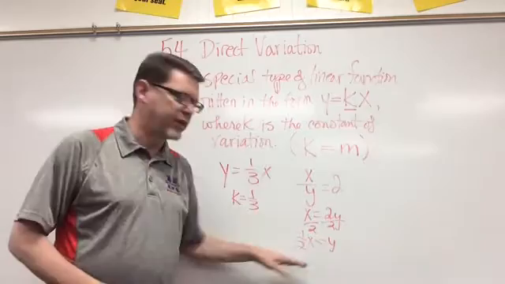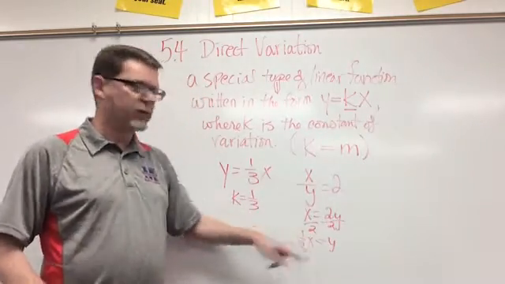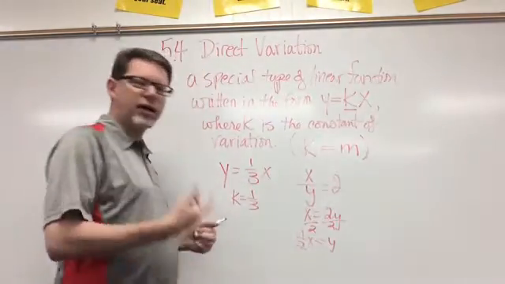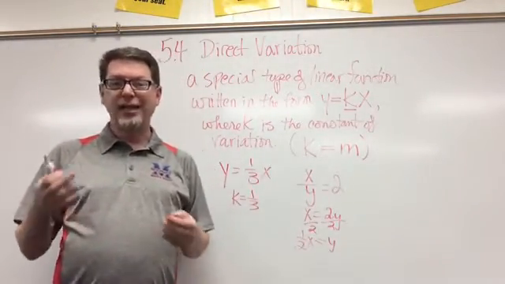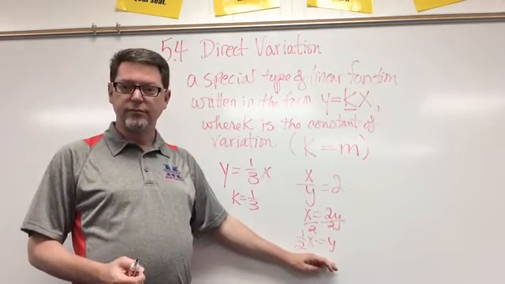Is that a direct variation equation? Absolutely. Because y equals 1/2 x. So if the form is given to me as x over y equals 2, I still understand that that can be written as direct variation. I just have to do a few steps to get there.